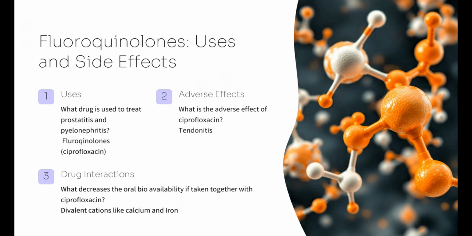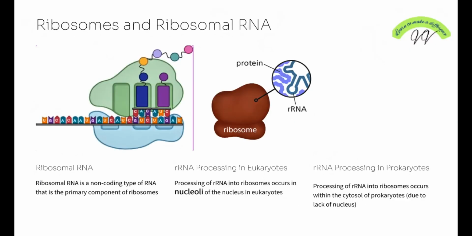So the question will be framed somewhat like: the drug which is used to treat prostatitis and pyelonephritis and which also has tendonitis as a side effect, what is the mechanism of that drug? So you need to know that it is a fluoroquinolone and that the mechanism of action is topoisomerase inhibition. Topoisomerase is also known as DNA gyrase.